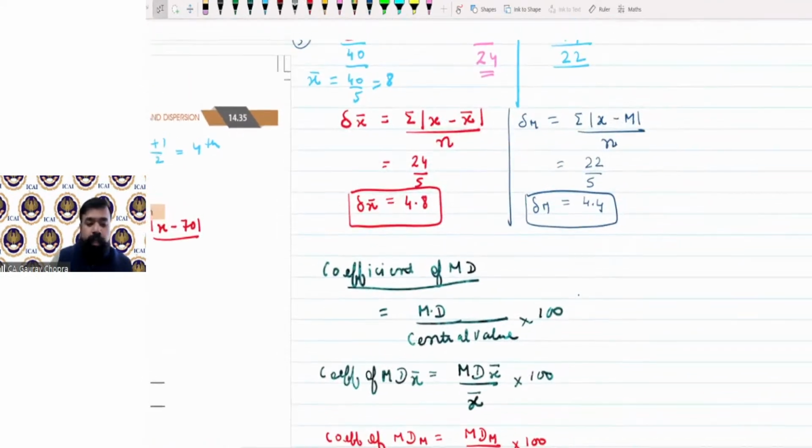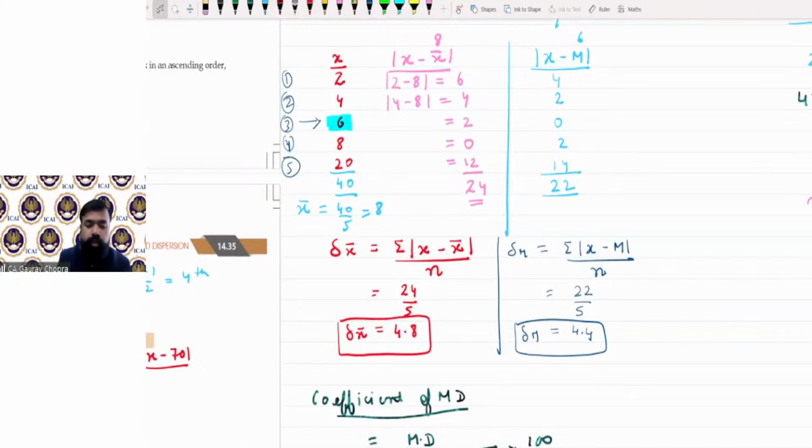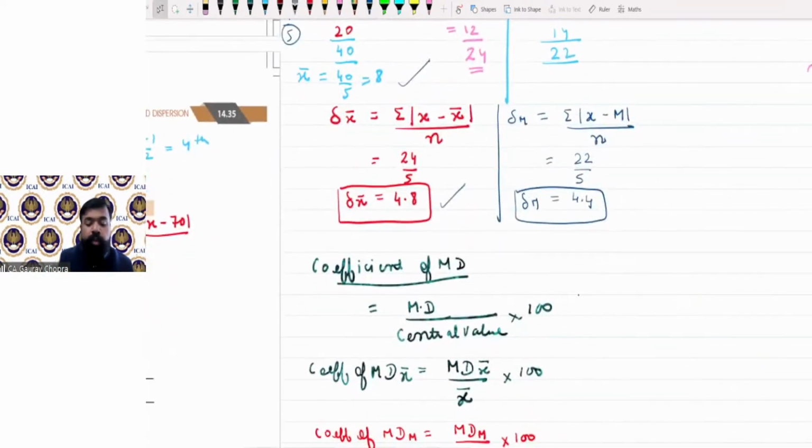So let's say in the above example which we had discussed here, the mean deviation was 4.8 and mean was 8. So here if we have to calculate the coefficient of mean deviation, then we can apply here. Mean deviation is 4.8 upon mean is 8 multiplied by 100. It becomes 60%. Coefficient of mean deviation becomes 60%.